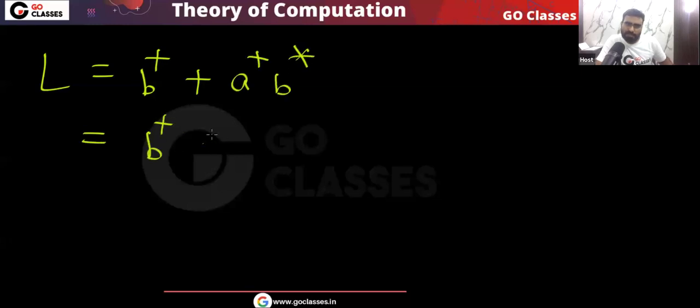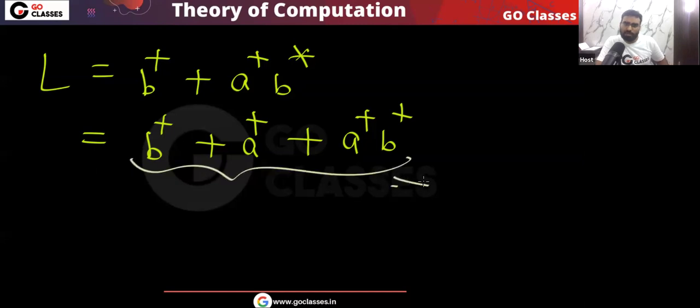Please notice our language we got. If you see our language we got, that is b plus or a star b plus. I can write it as b plus or a plus or a plus b plus. Now you can easily see that whatever you see here, at least one of them is greater than 0. Either the number of a is greater than 0 or the number of b is greater than 0. Is this clear?